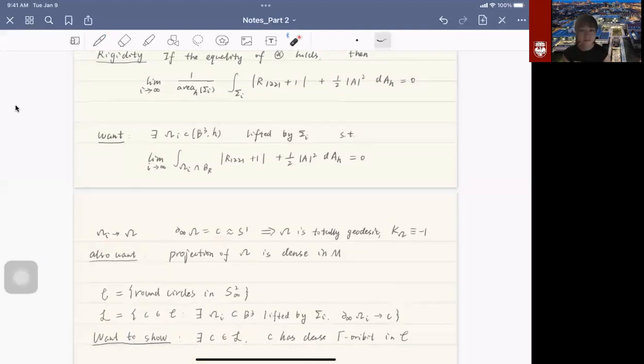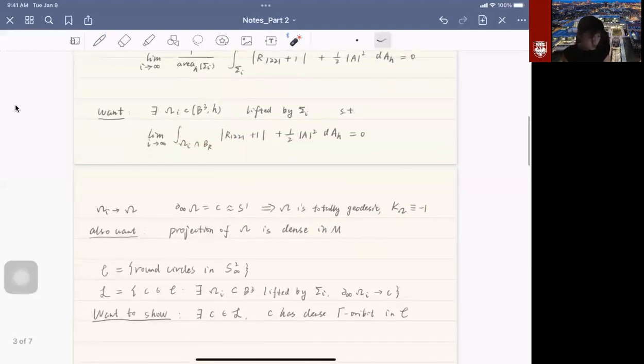Okay, and so omega must be totally geodesic from this equality, and it has sectional curvature equal to -1. And not only that, we also want to have the projection of omega to be dense in M, because we want to show the metric H on the whole manifold is hyperbolic.